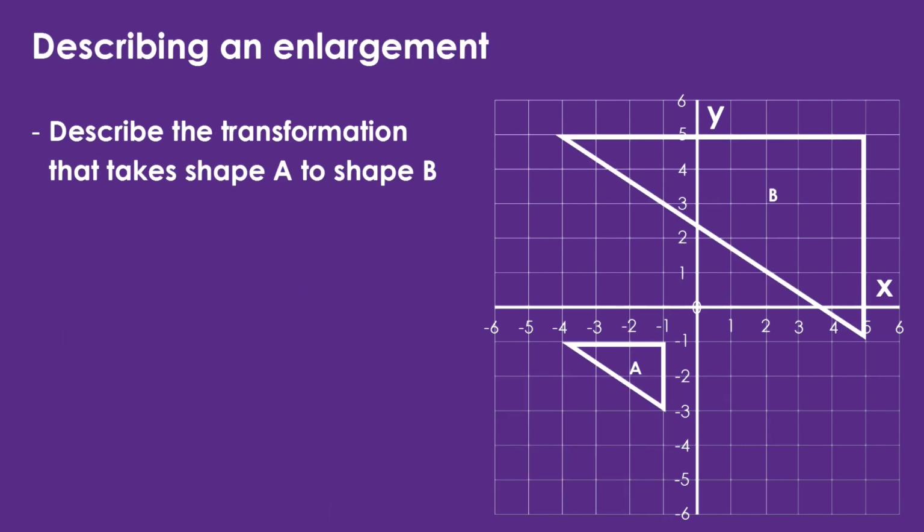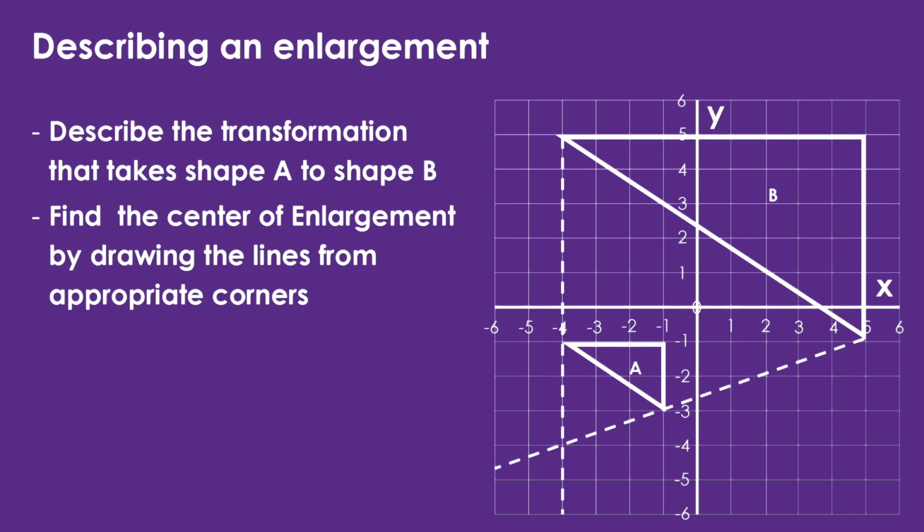Next, let's look at describing an enlargement. In order to describe an enlargement, you first need the centre of enlargement, and you can work this out by drawing lines from the larger shape to the smaller shape from the equivalent corners of each of the triangles. Where this crosses gives us the centre of enlargement of -4, -4.